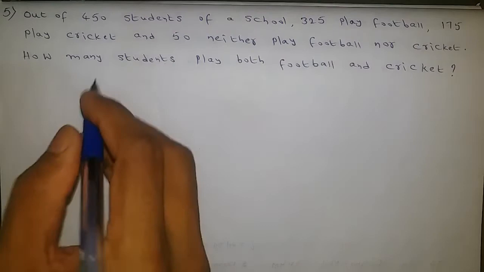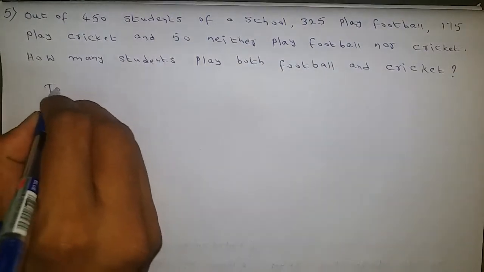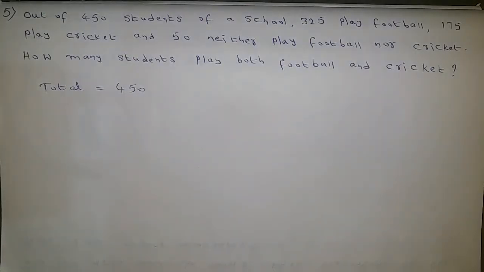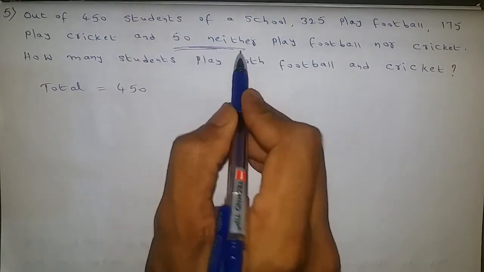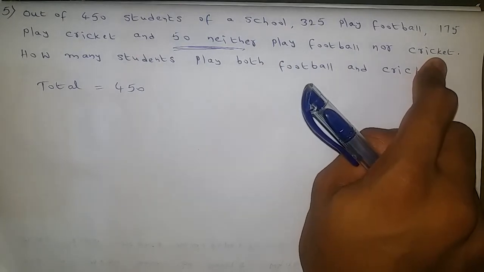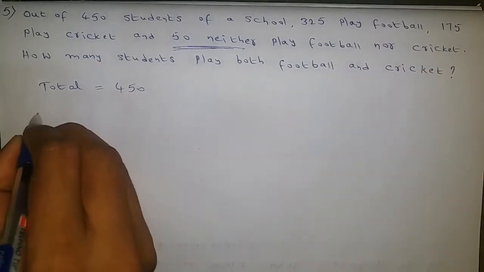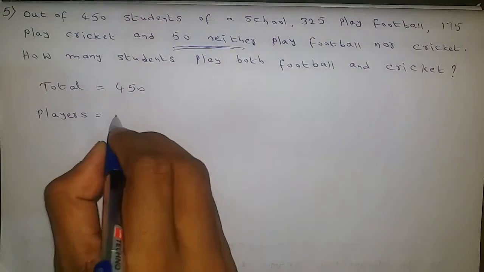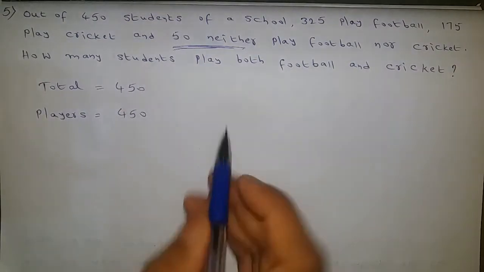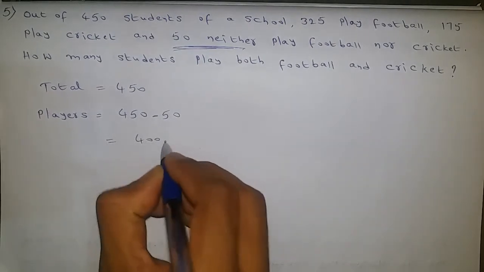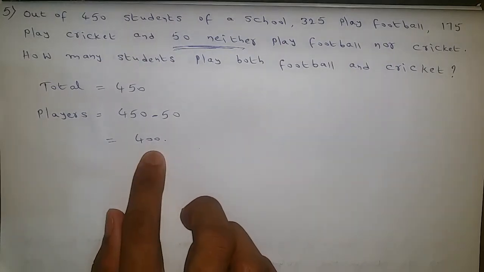So he is saying clearly that a total of 450 students are there. And one more thing he clearly mentioned: 50 students neither play football nor cricket. They won't play football, they won't play cricket. So how many players are there then? Total 450, and from that 50 students are not playing anything, so minus 50 is 400. It means 400 students are playing.